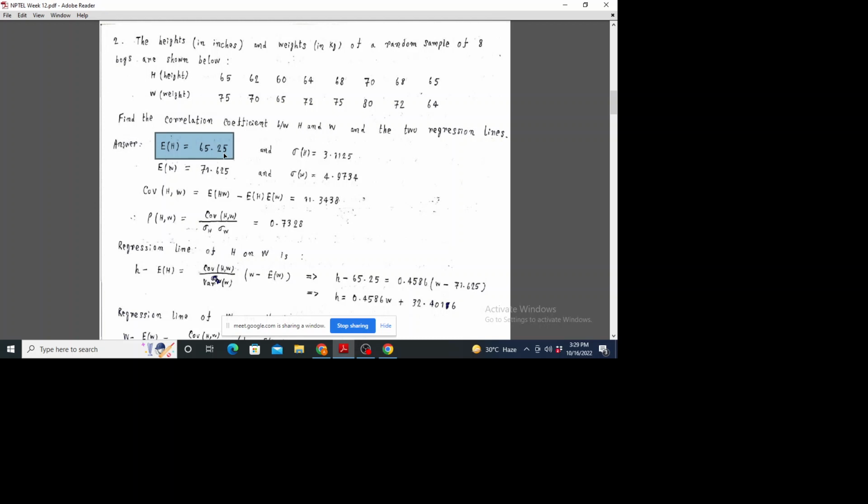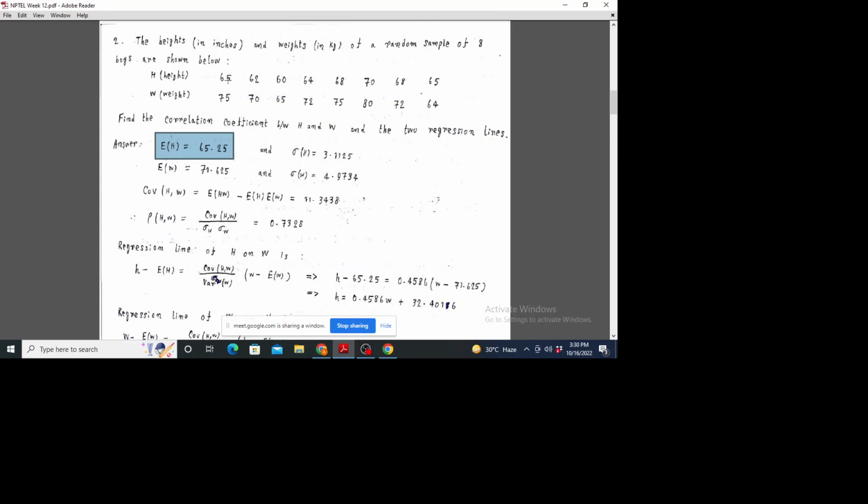Now that you have found the mean, you know how to find the standard deviation, right? Please tell once how to find the standard deviation. The square of the standard deviation is the variance, and variance is the mean of H square minus the square of the mean. That is the formula, right? Okay, that is how you find it.